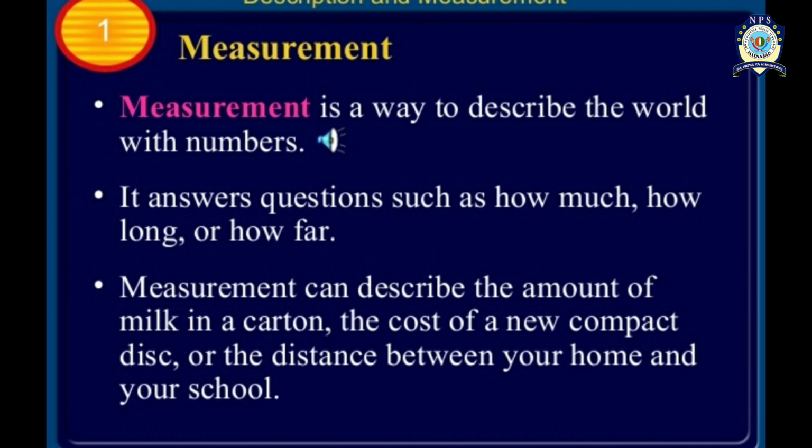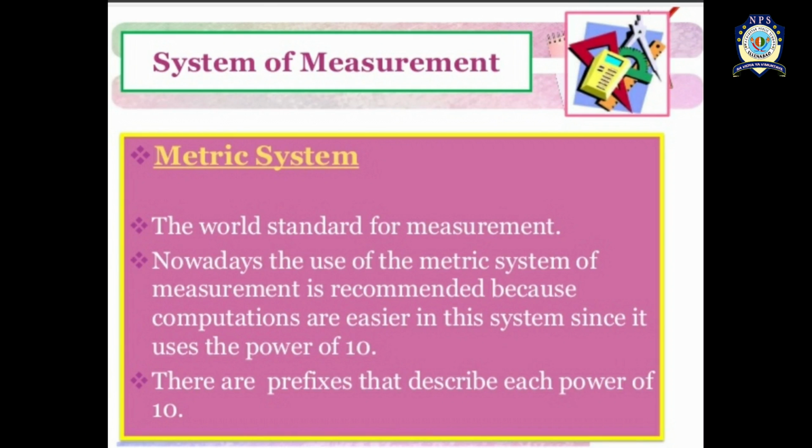Measurement can describe the amount of milk in a carton, the cost of a new compact disc, or the distance between your home and your school. So for this, the metric system was invented as the world standard for measurement. Nowadays, the use of the metric system is recommended because computations are easier in this system since it uses powers of 10. There are prefixes that describe each power of 10.